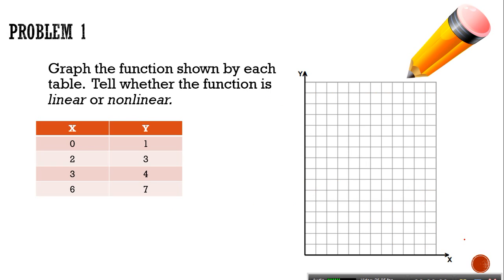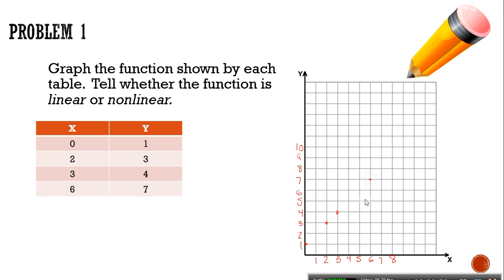So let's look at this first problem. They say graph this function and then say if it's linear or nonlinear. So I need to graph this on my coordinate plane over here. So I'm going to go 1, 2, 3, 4, 5, 6, 7, 8. Then I'm going to go 1, 2, 3, 4, 5, 6, 7, 8, 9, and 10. Now I only needed to go up to 7, so I'm good. 0, 1 is my first point, so I'm going to put a dot there. 2, 3, next point. 3, 4, next point. And 6, 7 is my last point.